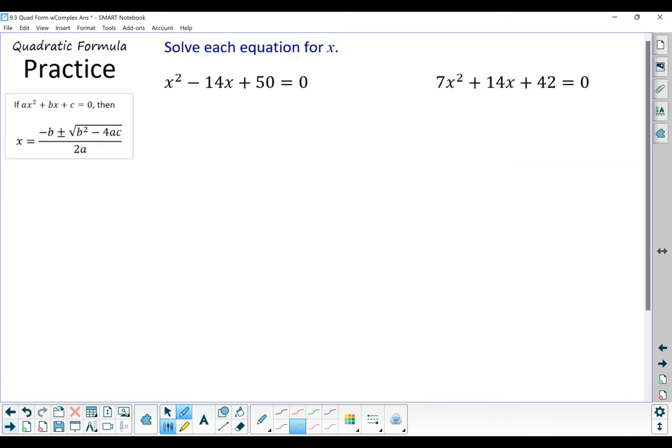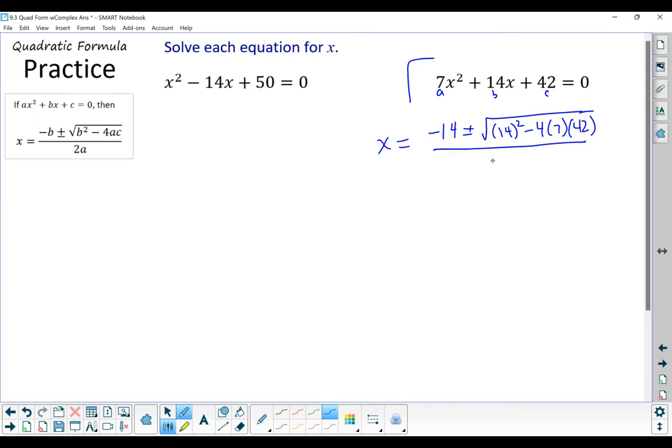Okay, so we're going to go back to practicing with the quadratic formula. I'm going to skip this first one just because videos can get nice and long. I'm going to go to this second one right here. So we've got 7x squared plus 14x plus 42 equals 0. So our a value is 7, our b value is 14, and our c value is 42. So x is equal to negative b plus or minus the square root of b squared minus 4ac, and it's all divided by 2 times a.